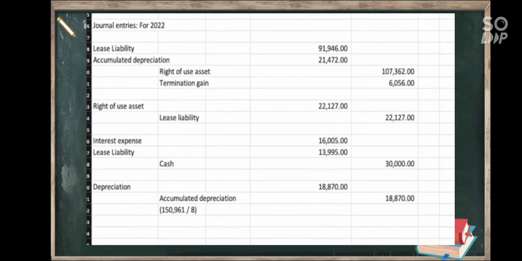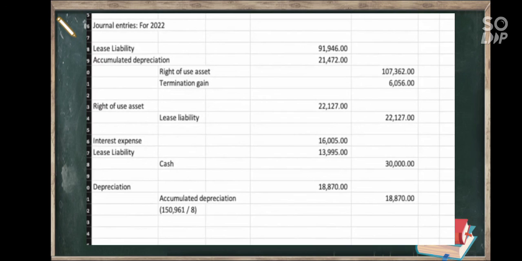So journal entries for 2022. So lease liability debit 91,946. Accumulated depreciation is 21,472 debit, and then right of use asset 107,362 credit. Also the termination gain 6,056. Then right of use asset is 22,127 debit, and then lease liability 22,127. So para saan kuno na because we will increase in liability.